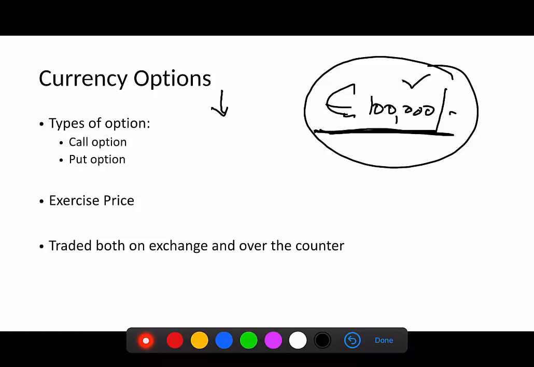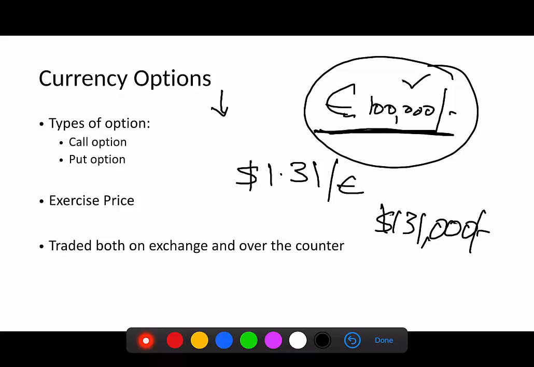Again, say that strike price is $1.31 per euro. It means after a month, once you exercise, if the market conditions are such, you will at least get $131,000, right? This is what you will be getting.